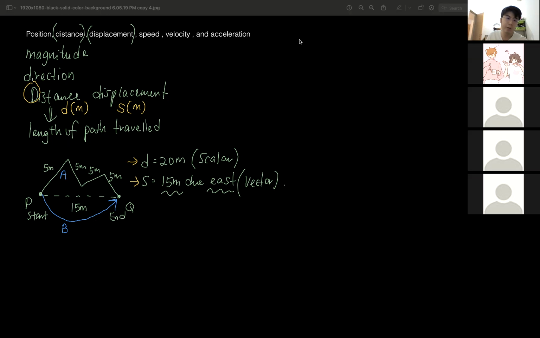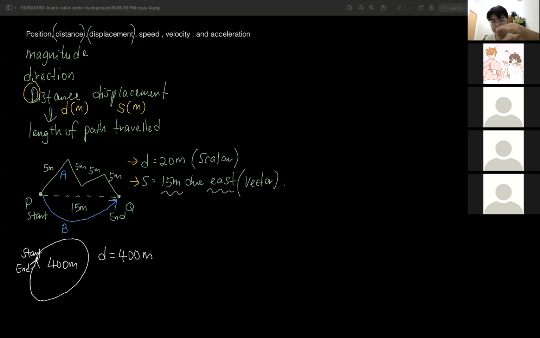Okay, now if I give you one more example, let's say we have object C, now object C goes like this, a circle, and comes back to the origin, just like when you go jogging on a jogging track. You run one round, and then you come back to the original place, what is your distance? Then you just calculate the distance of the track, okay, 400 meter. That is your distance. What about your displacement? You start here, you come back at the same position. Starting and ending is the same place. Your displacement is zero because you are at the original position. So displacement is 0 meter.